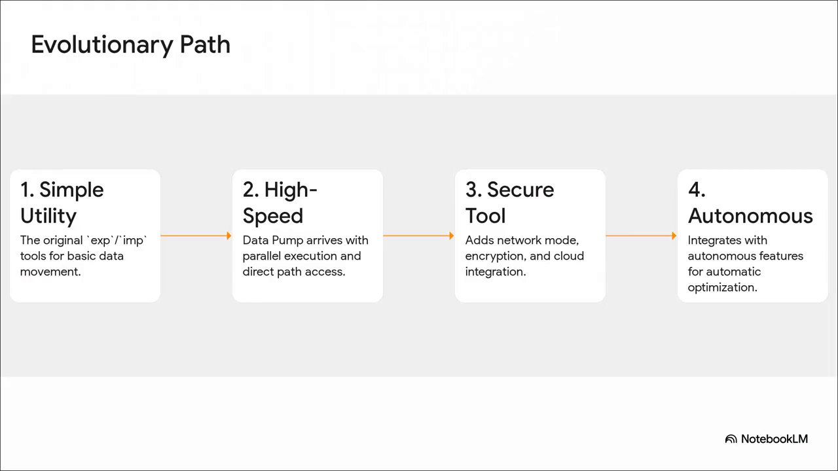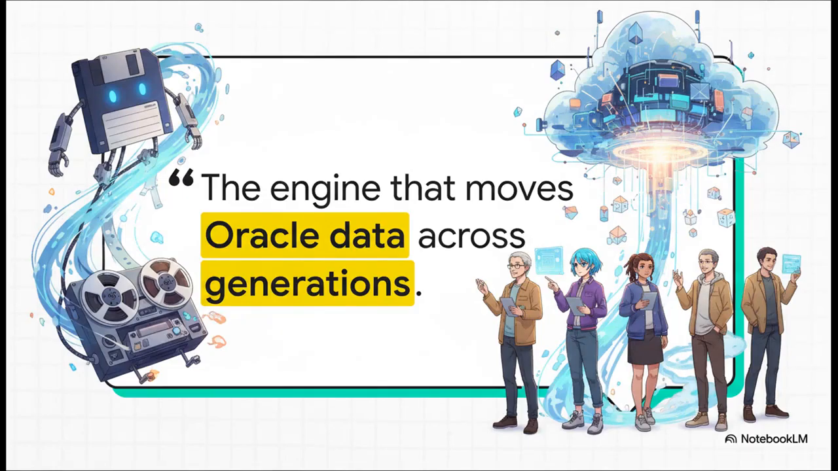This path really shows the whole story in 4 simple steps. It started out as a simple little utility, then it was completely reborn as a high-speed engine. It adapted to become a secure tool for the cloud era, and today it's become this intelligent, autonomous part of a modern data platform. Every single step was a direct response to the changing demands of technology. And in the end, that's what this is all about. From the days of floppy disks and tape drives all the way to today's autonomous cloud, the tool has transformed completely. But its fundamental purpose, that's always been the same. It is, and always has been, the engine that moves Oracle data across generations.